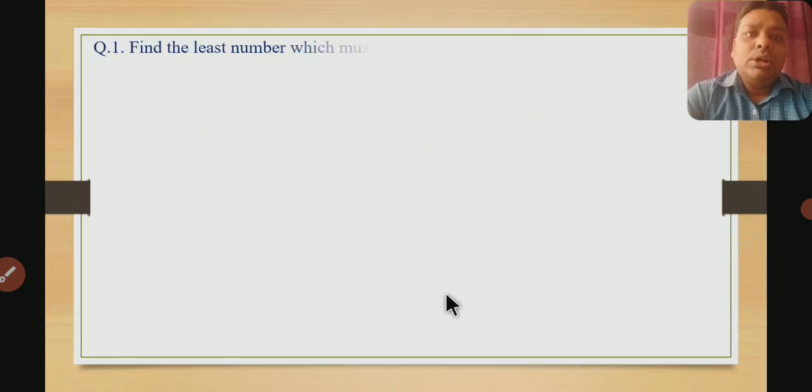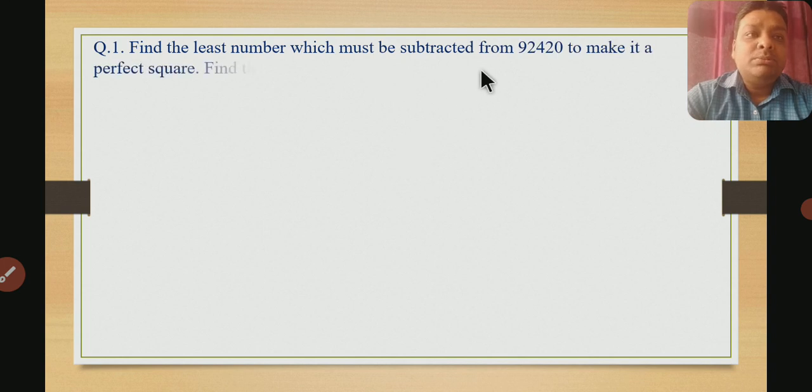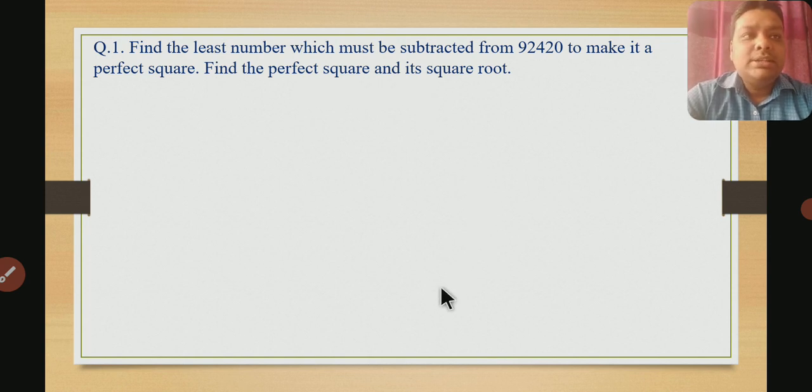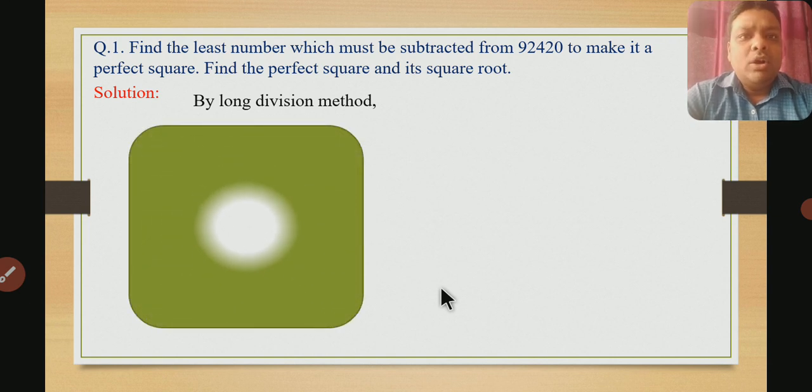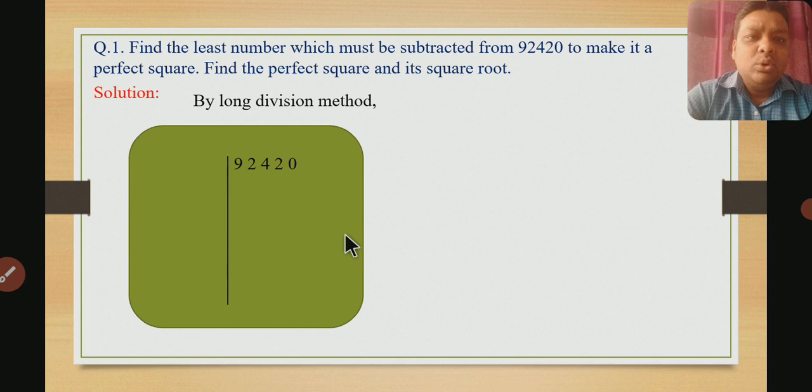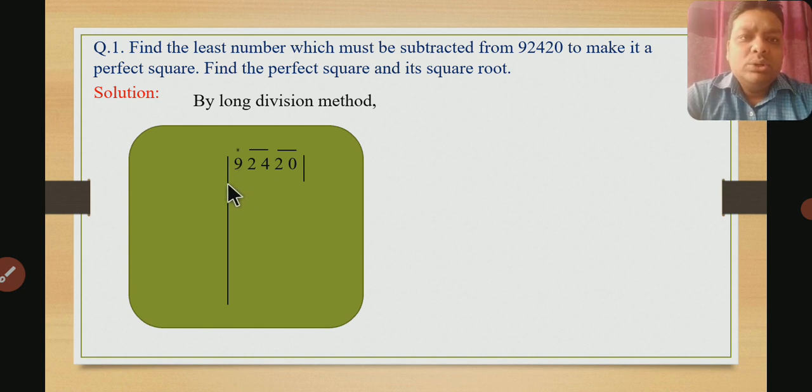Now in question number 1, we have to find the least number which must be subtracted from 92420 to make it a perfect square. And then we have to find the perfect square and its square root. Let's see how we will find it. At first we will find it by the long division method. We will mark the period over 20, then 24 and then the dot over 9. Now 3 times 3 is 9, we can take it directly. So 3 3's are 9, here we will write it. Now 9 minus 9 is 0, cross. And 3 plus 3 will be 6.